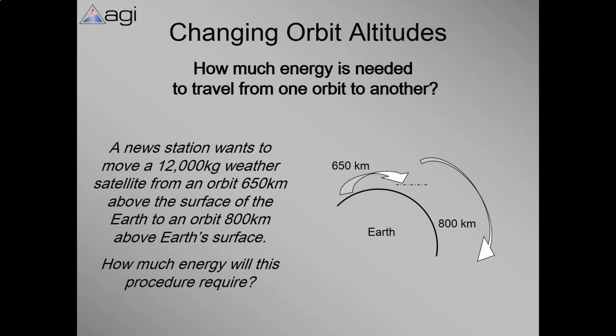So what if we want to go from one orbit to another? How much energy do we need to do that? So we're talking about changing the altitude of orbits. A news station wants to move one of their weather satellites. It has a mass of 12,000 kilograms, and it needs to go from 650 kilometers above the Earth's surface to an orbit of 800 kilometers above the Earth's surface. How much energy do they need to get it from one orbit to the other?